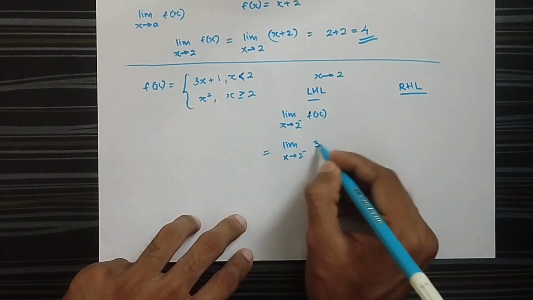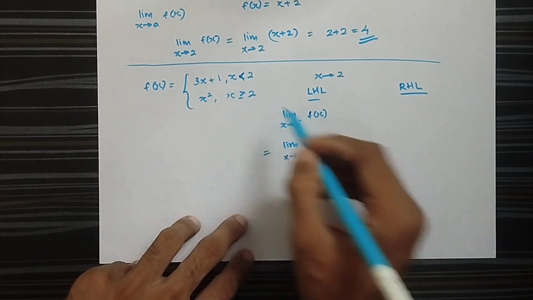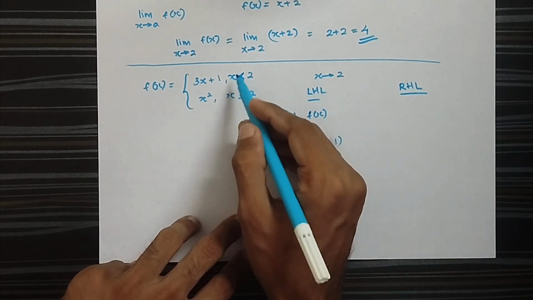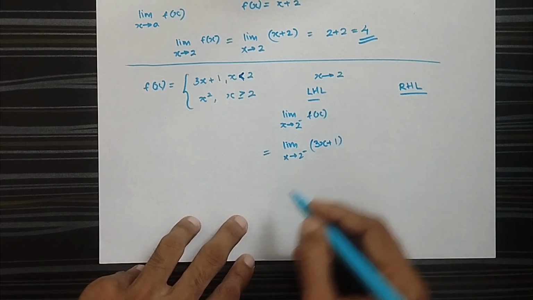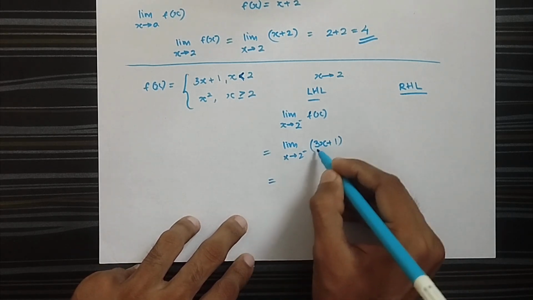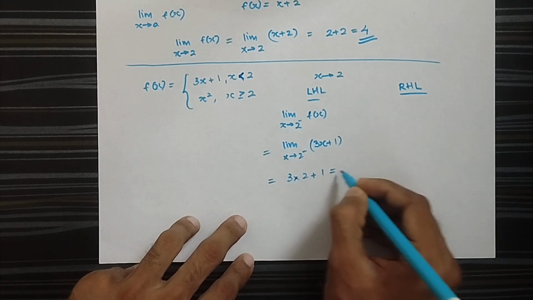So we have to write this outcome, 3x plus 1. We can only have either one of these outcomes, and since it's LHL, we choose the one which has the condition x is less than 2. So we write 3x plus 1. Applying the limit, apply 2 here. So 3 times 2 plus 1, which is equal to 7.